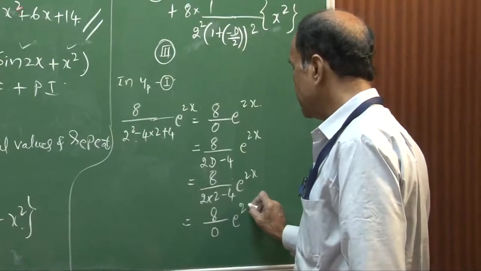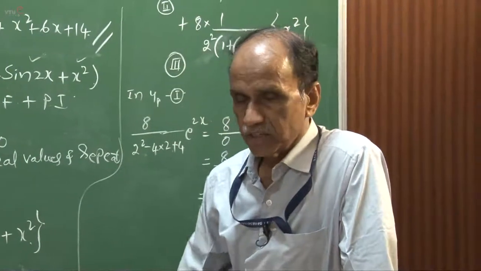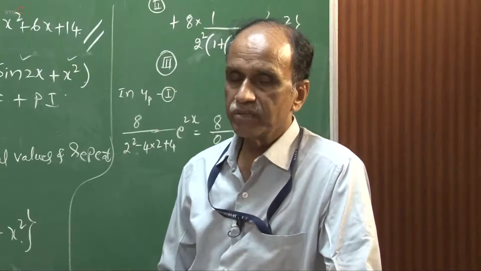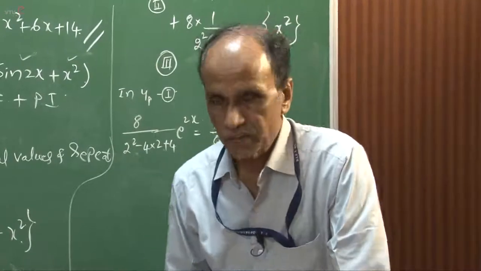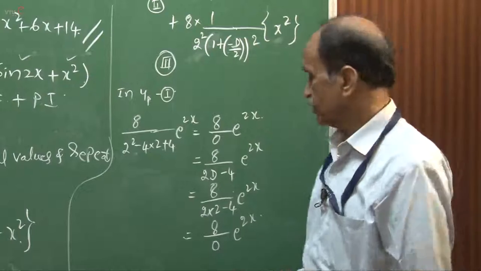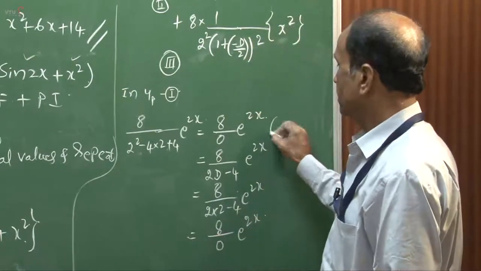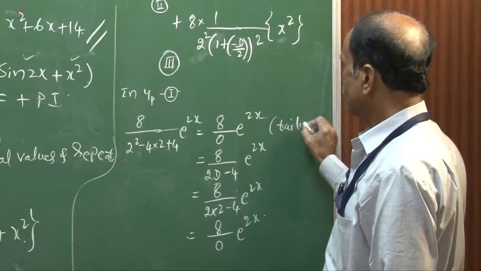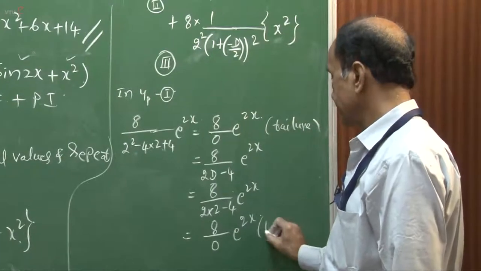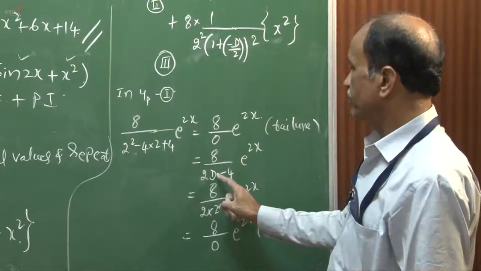That means once again it is a failure case. That means two times we are getting the answer as 0. Here two times we are getting the answer as 0 means still you have to proceed. That is equal to, again it is a case of failure. Here I will write failure. Then one more time you have to differentiate.